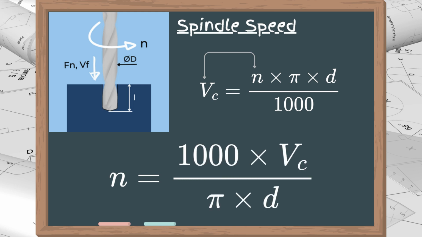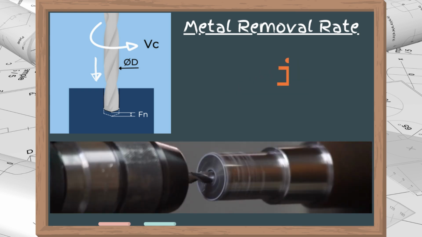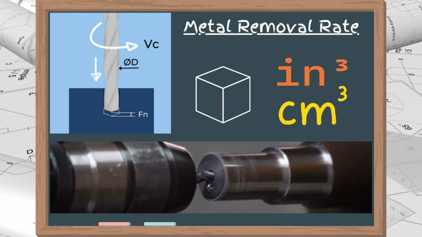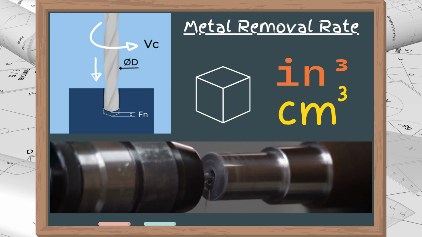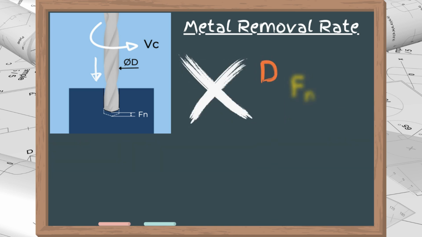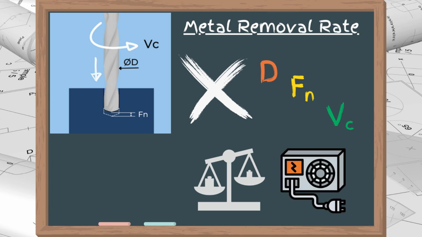pi times d. The next formula we will study is for metal removal rate, or MRR, as it is usually called. MRR is measured in cubic inches, or cubic centimeters per minute, and indicates how much material is machined in 1 minute, under a set of cutting conditions. And it equals the product of the drill diameter, feed per revolution, and cutting speed. It is used for two purposes: comparing the productivity between two scenarios, and for calculating the required machining power.